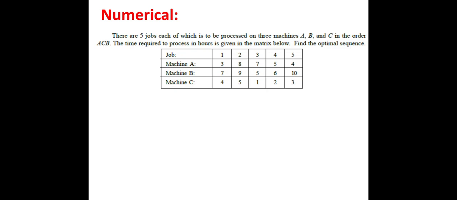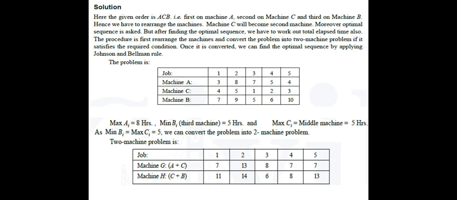The time required to process, in hours, is given in the matrix below. So this is the matrix. These are the times of jobs on machine A, machine B and machine C respectively, in terms of hours. So we need to find the optimal sequence. Now let us go to the solution.